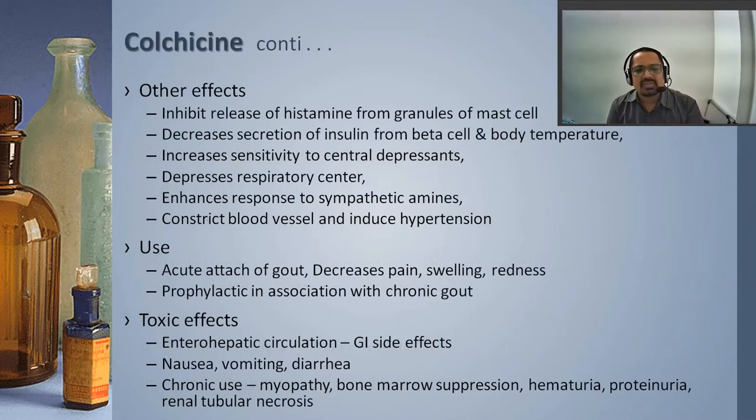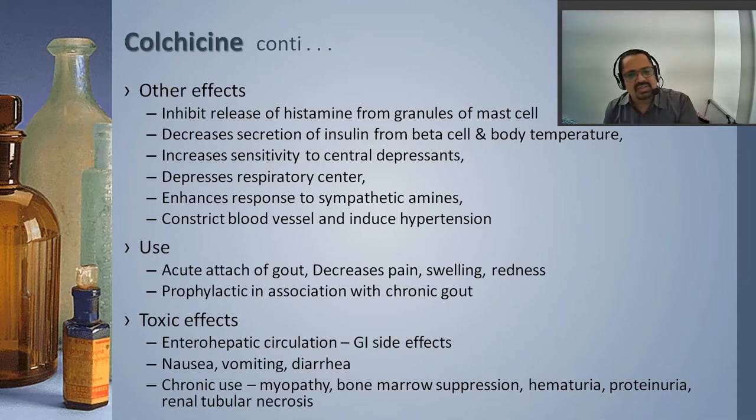It decreases secretion of insulin from the beta cells, and body temperature will be reduced. It increases sensitivity to central depression, depresses the respiratory center, enhances the responsiveness to sympathetic amines, constricts the blood vessels, and induces hypertension. These are the other effects of colchicine on your body.